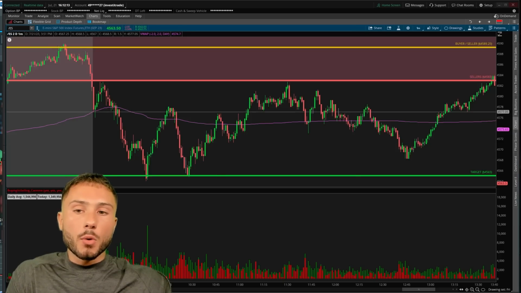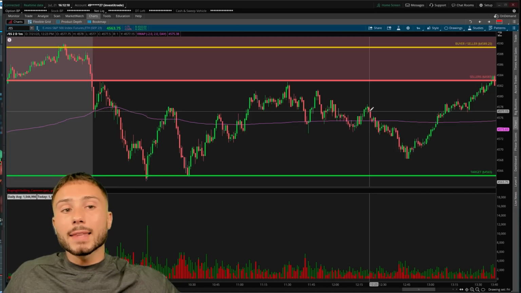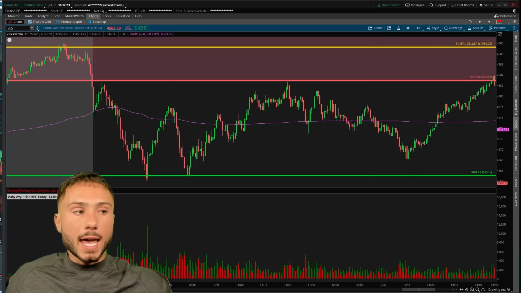And that's the beautiful thing with order flow, is you can really know what's going on, so you really don't get faked out as much if you rely solely and strictly on candlestick data.